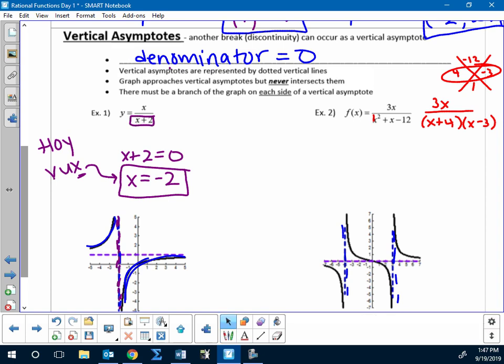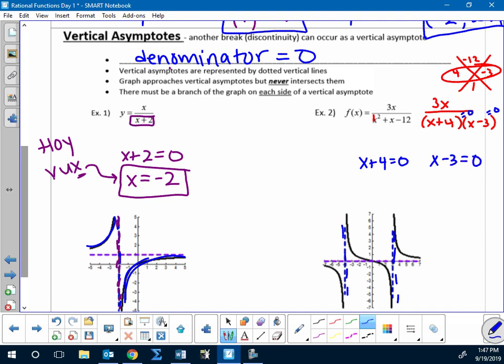After I factor that, I'm trying to find my vertical asymptote. The vertical asymptote is when the bottom is equal to 0. This time I have to do it twice, because I have 2 parentheses there and nothing cancels out. I'm going to do x plus 4 equals 0 and x minus 3 equals 0.